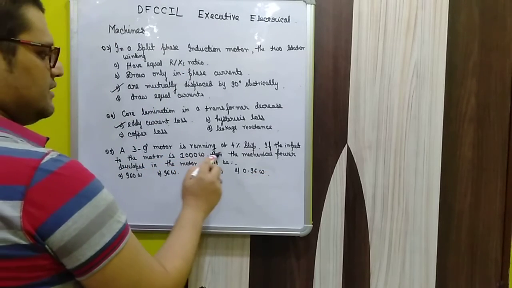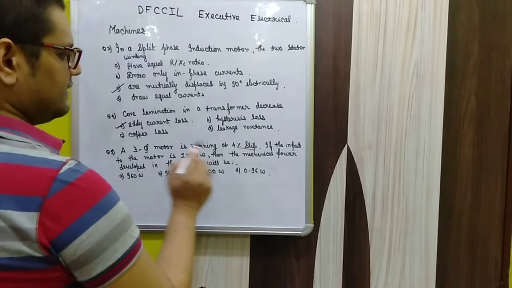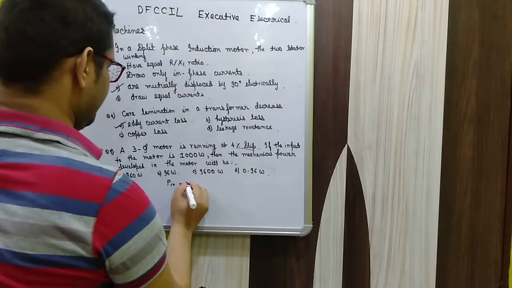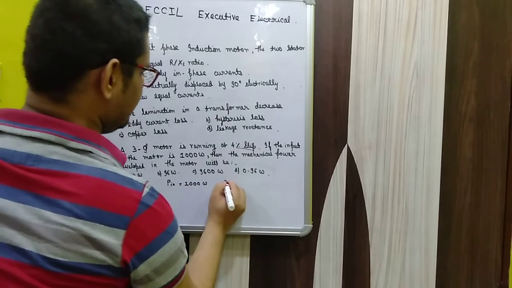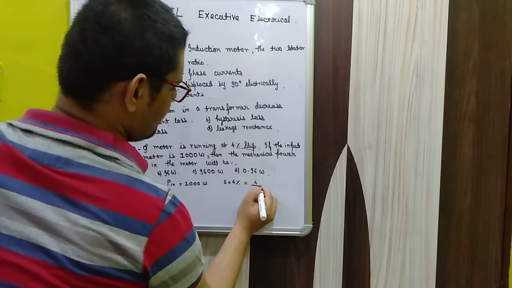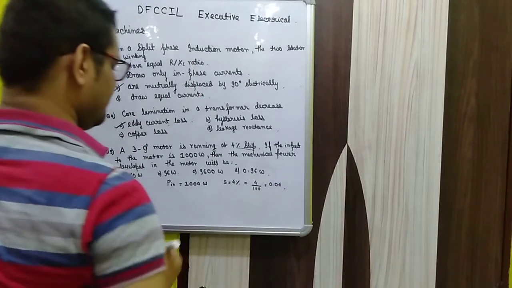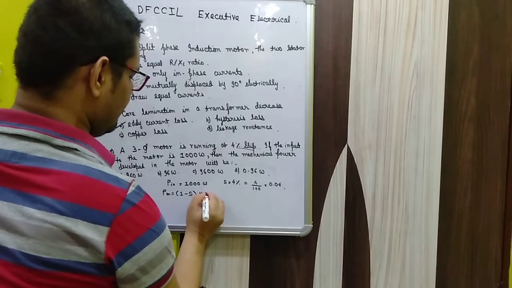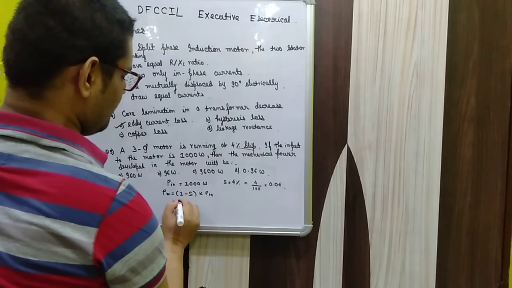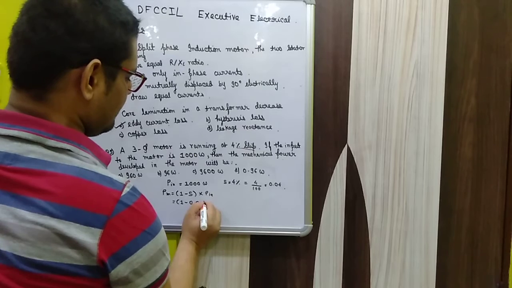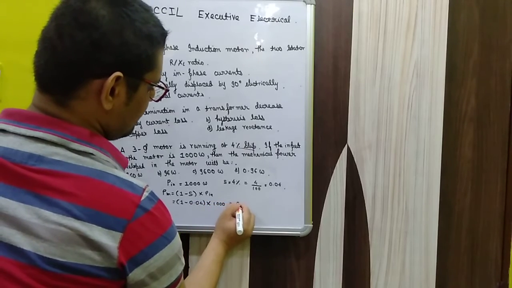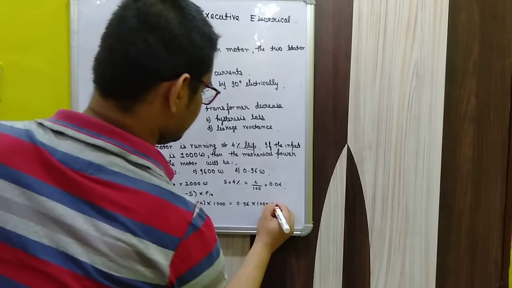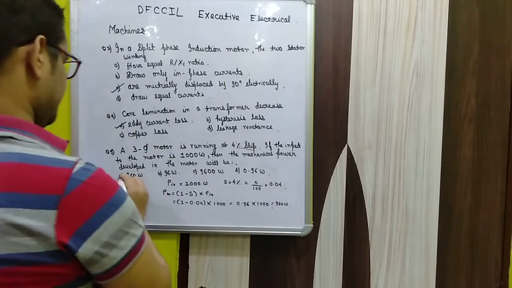So what we have to find out is, in a three-phase motor running at 4% slip, if the input to the motor is 1000 watt, what is the mechanical power? The electrical input power is 1000 watt, and slip is 4%, so 4 by 100, that is 0.04. So mechanical power PM will be (1 minus S) into the input electrical power. We calculate 1 minus 0.04 into 1000, that is 0.96 into 1000, which is 960 watt. So option A is the correct answer.